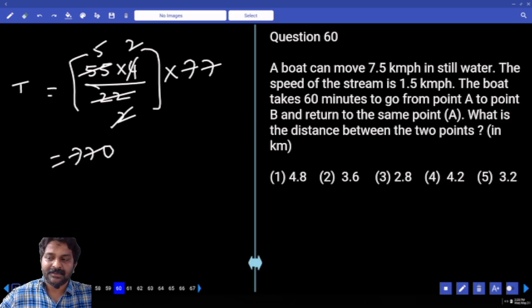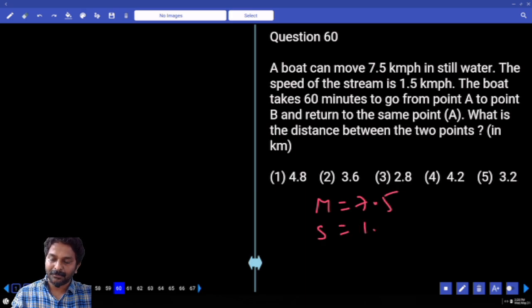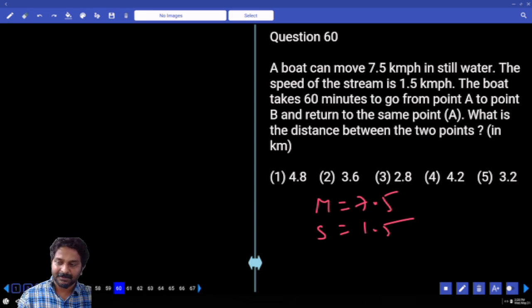A boat can move 7.5 kilometers per hour in still water. The speed of the stream is 1.5 kilometers per hour. M is 7.5, S is 1.5. The boat takes 60 minutes to go from point A to point B and return to the same point. That means one direction must be upstream, the other must be downstream, right? What is the distance between the 2 points?